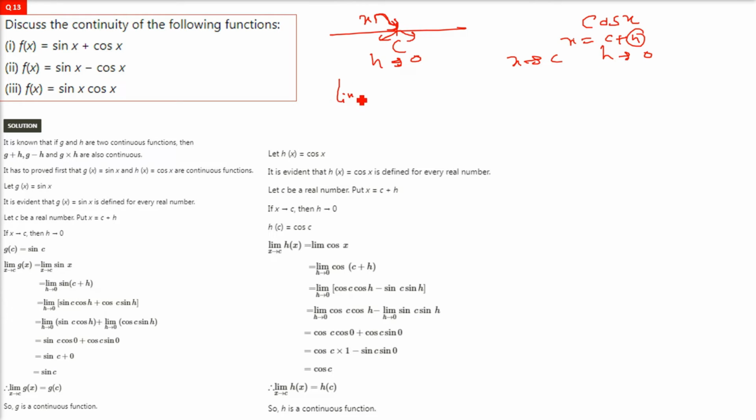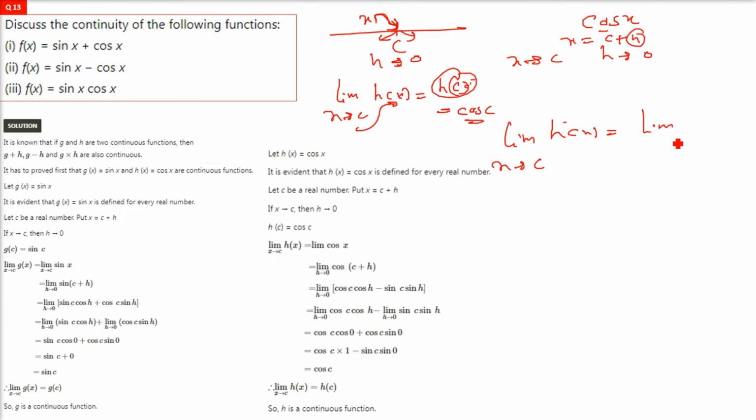So what we are trying to do here is limit x tends to c of the function f(x), which we have taken as cos x. When we replace x by c, f(c) will be cos c. So let us see whether it comes out as cos c or not. So replace x by c plus h or c minus h, whichever you want. I am replacing x by c plus h. So this will be limit x tends to c of cos x, and in place of x we are going to put c plus h.